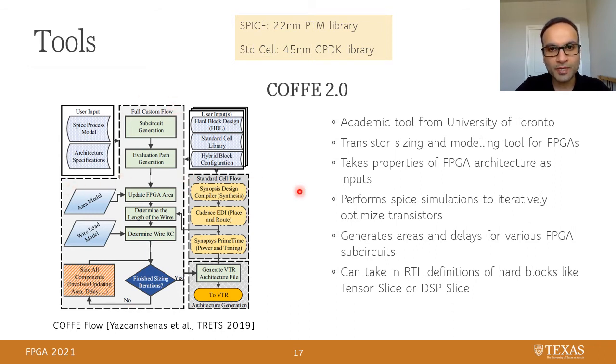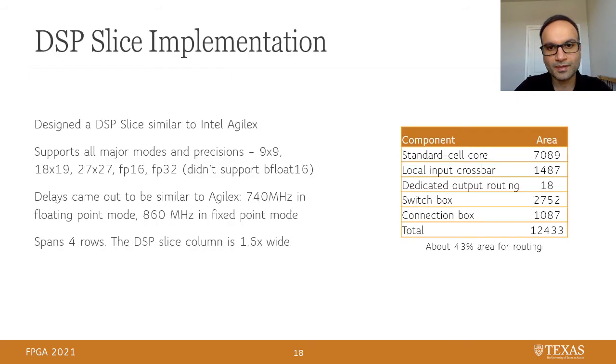The areas and delays obtained from Coffee were put into the architecture files that were fed into VTR. We implemented a DSP slice similar to Intel Agilex's. It supports all the major modes and precisions, except for bfloat16. We did not support that in the tensor slice either. The delays of our DSP slice implementation came out to be similar to Agilex, not the same, but slightly lower. And our DSP slice spans 4 rows in the FPGA layout.